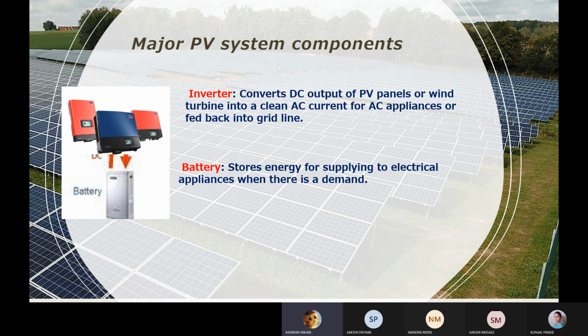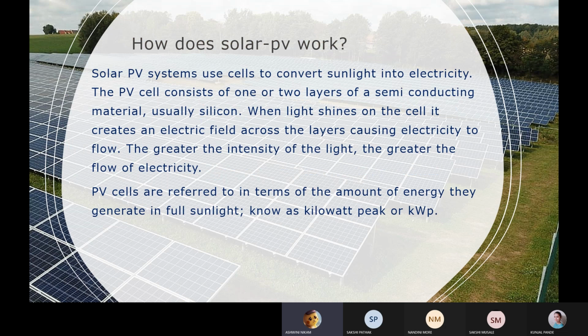Let's move towards the next point, which is how does solar PV work? Solar PV systems use cells to convert sunlight into electricity. We all know that sunlight is a form of energy that we are going to utilize.